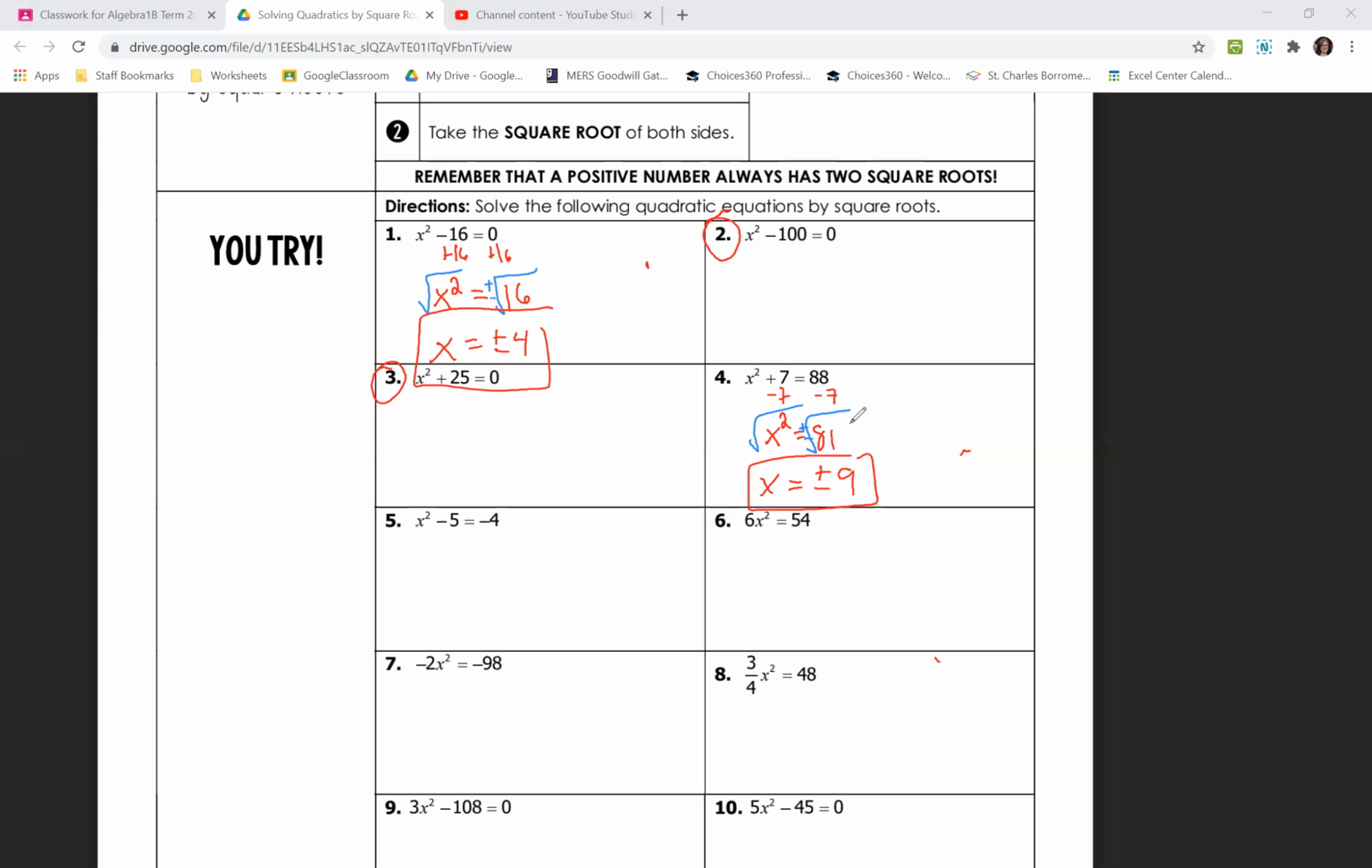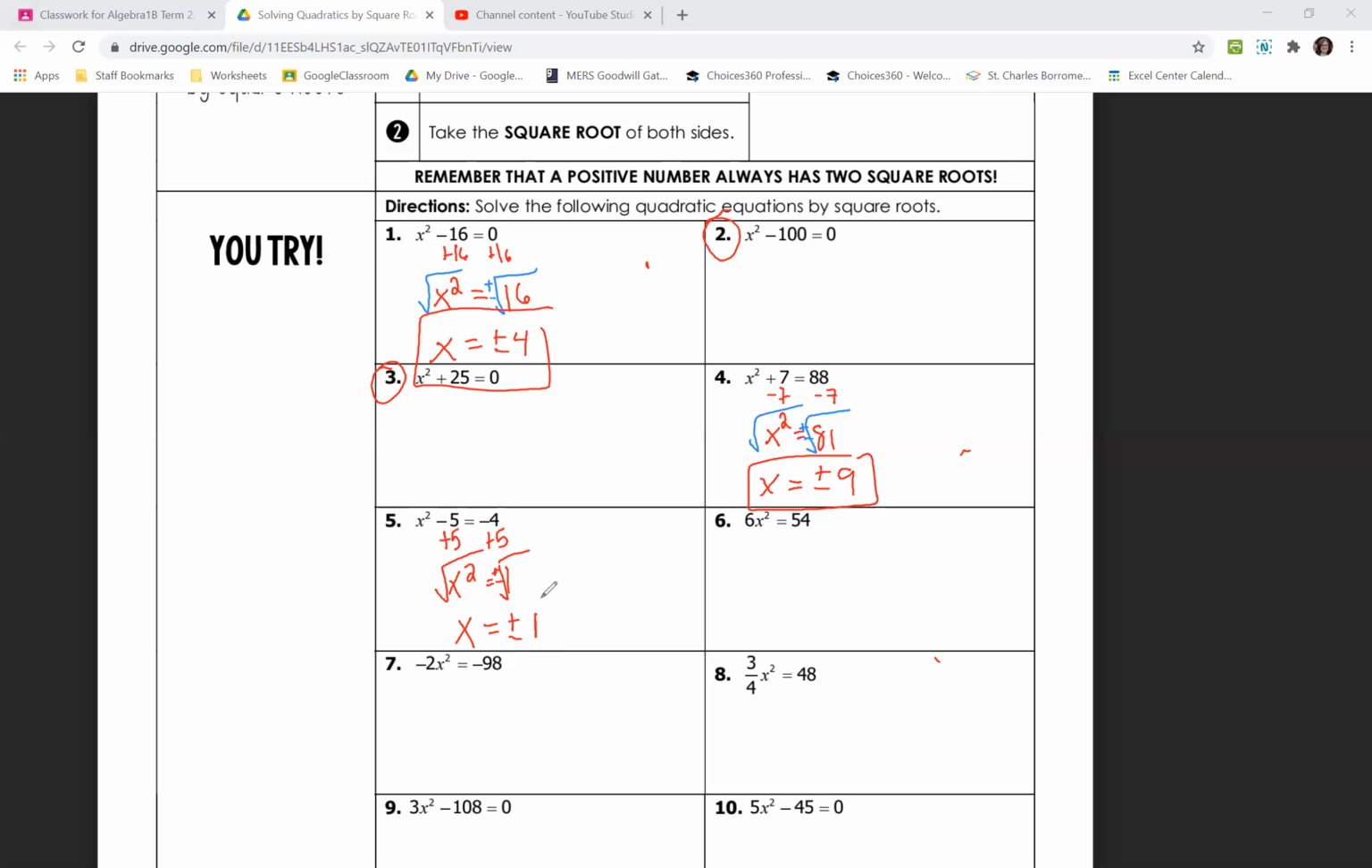Okay. Number 5, let's isolate that x squared. So we add 5 to both sides. We get x squared equals 1. I take the square root of both sides. Okay, I got to consider the positive and the negative of the square root of 1. So the square root of x squared goes away. So that's going to be x equals, what's the square root of 1? Just 1. 1 times 1 is 1, right?